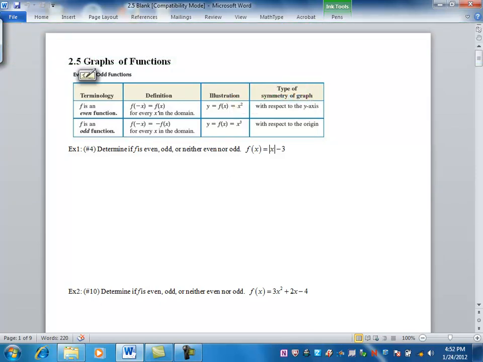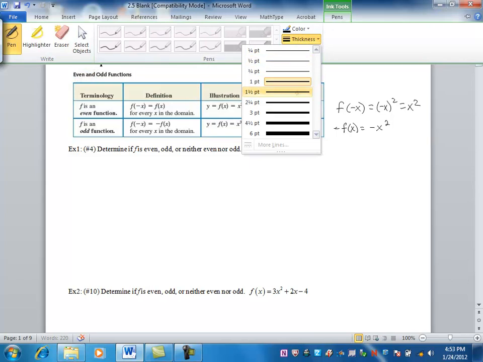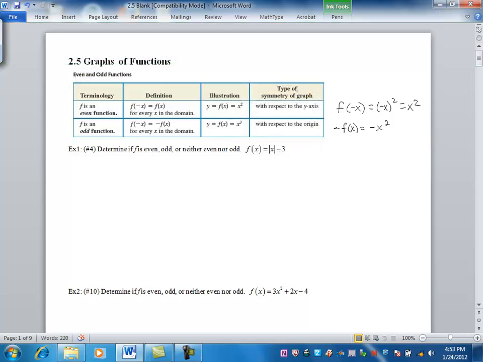Well, that just means that here's the function f of x. If we replace x with negative x, this would be negative x quantity squared, which is x squared. Alright, and then an odd function, f of negative x, is negative f of x, or the opposite. So the opposite of f of x in this case would be the opposite of x squared. And so we're looking to see, using those definitions, whether or not a function is even or odd.